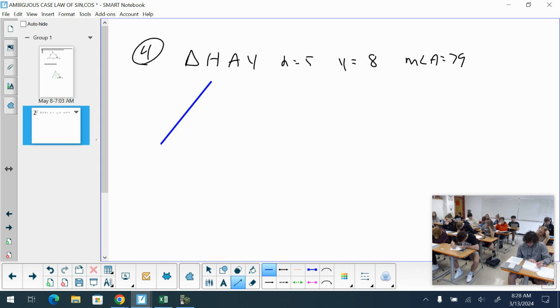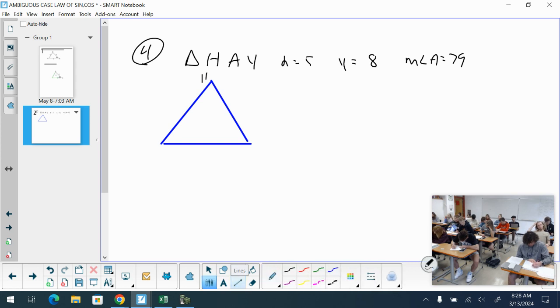So once again, get your picture down. Anatomically, it does not have to be correct. Just get yourself a picture down so you have a visualization. Label your triangle. You can label it whatever you want. I go from upper right to lower, top and then left to right. Sides opposite, once again, are lowercase. So we have little h is 5, little y is 8, A, and then the measure of angle A is 79 degrees. And what I ask you in that problem is, what is the measure of angle Y?